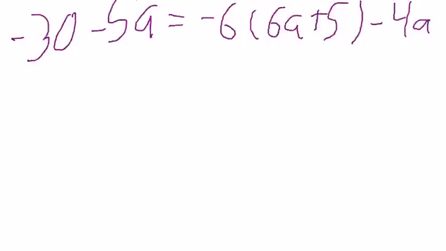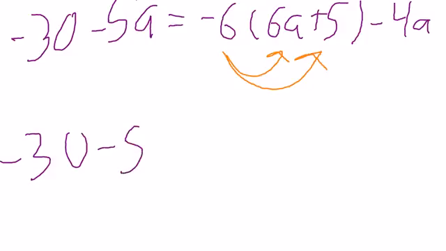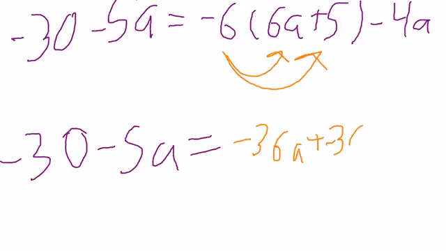To do that, you need to do negative 6 times 6a and then negative 6 times 5. Doing this is the distributive property. So if you do that, you get negative 30 minus 5a equals negative 36a plus negative 30, or it could be minus 30, either way, and then minus 4a.